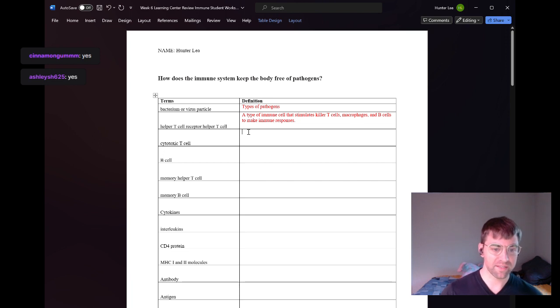Cytotoxic T cells is a kind of T lymphocyte. Lymphocyte's just another word for white blood cell. These kill cancer cells in particular, or cells that are infected by intracellular pathogens, intra meaning inside, such as viruses or bacteria, or cells that are otherwise damaged.